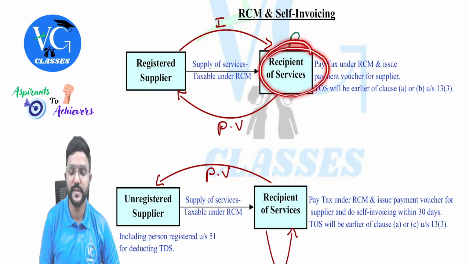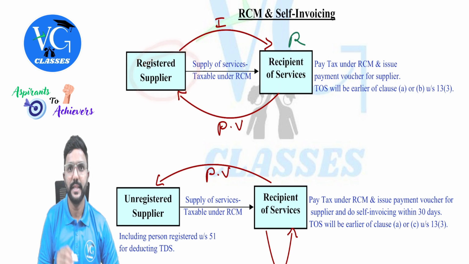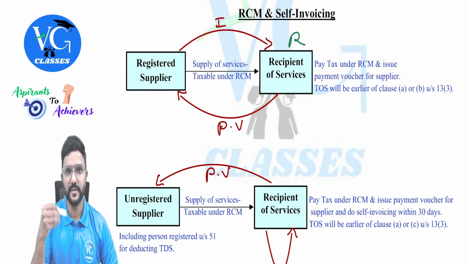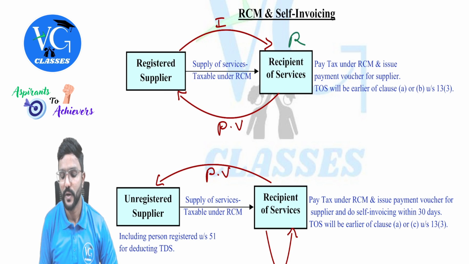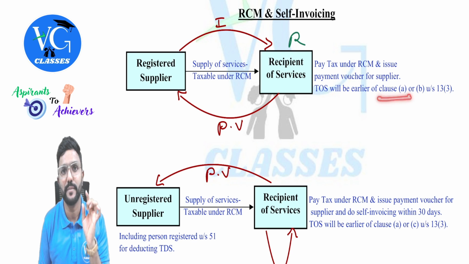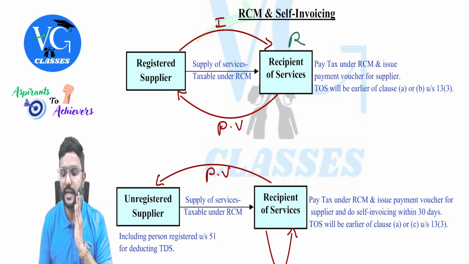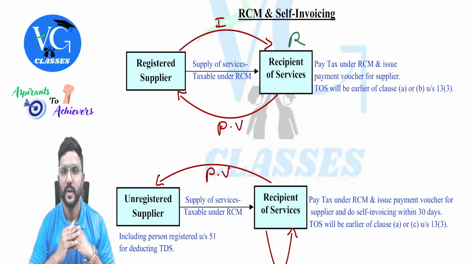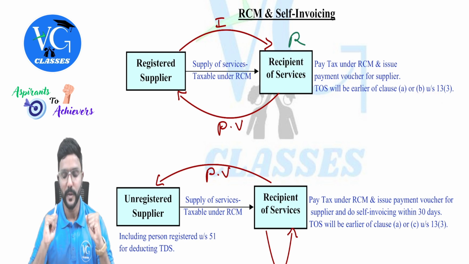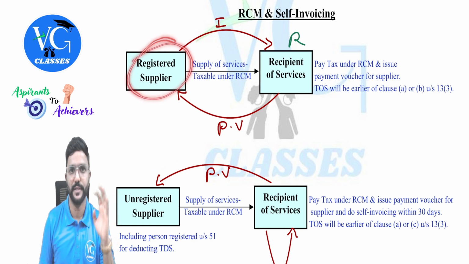And for the recipient of services, when the supplier is registered, the time of supply for services taxable under reverse charge mechanism is clause A or clause B as per section 13 subsection 3, whichever is earlier. This is as per RCM, guys, for services. That is the 61st day from the date of issue of invoice, that is the date immediately following 60 days from the date of invoice, or the date of payment, whichever is earlier. This is when the supplier is registered.